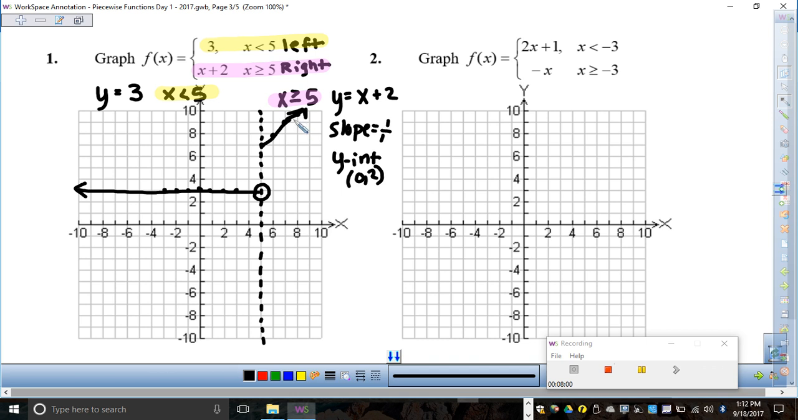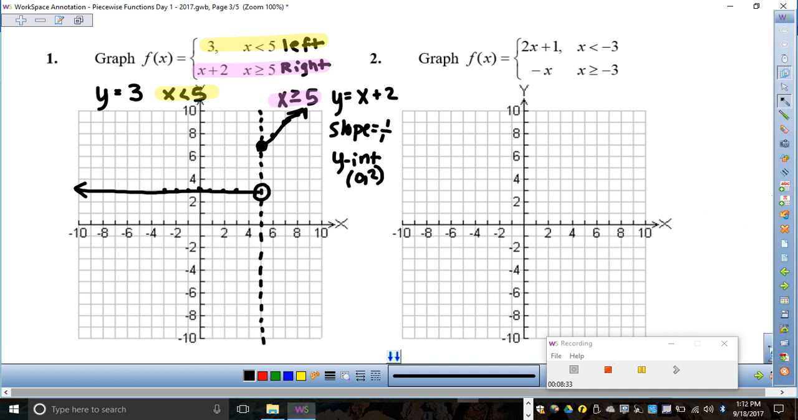All right. Over here on this graph, this is x greater than or equal to 5. Since it could equal 5, we're going to put a big closed circle right there to show that, yep, f of 5 will actually be this y value and not that one.